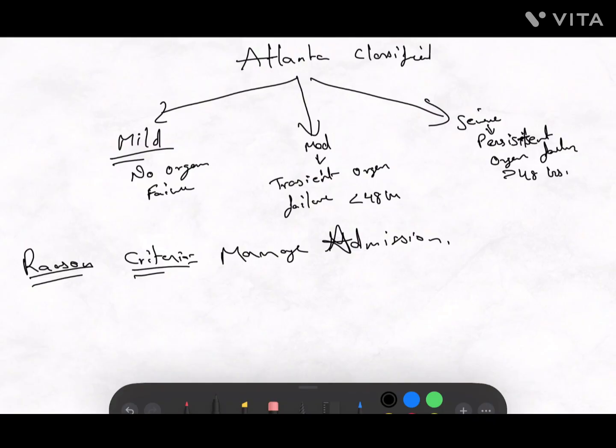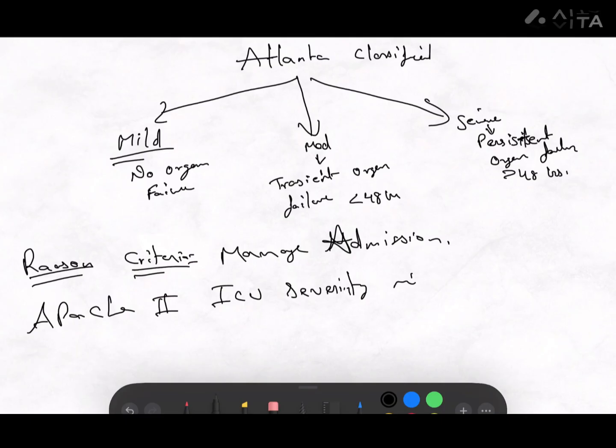Okay. Next one we have the Bishop score. The Bishop score is the best score for modern bedside severity assessment, okay. For checking severity at the bedside, at that time we can use the Bishop score. Next one we have another score, that is the APACHE score. This APACHE 2 score is for ICU severity assessment, okay. So these are the main criteria, which are very important.